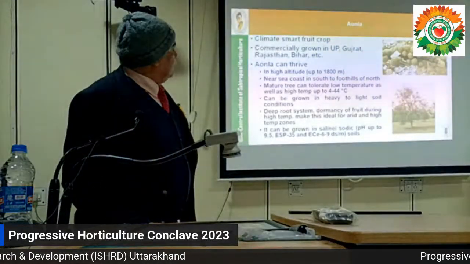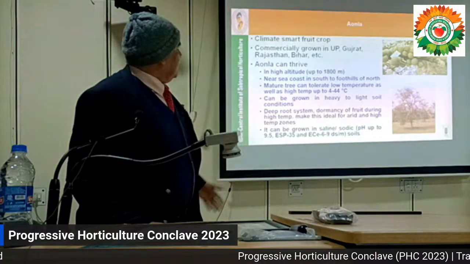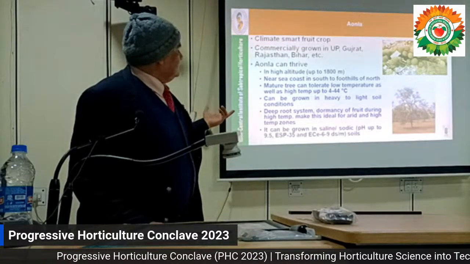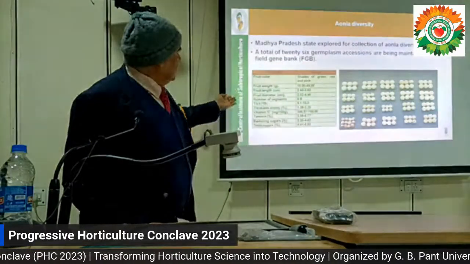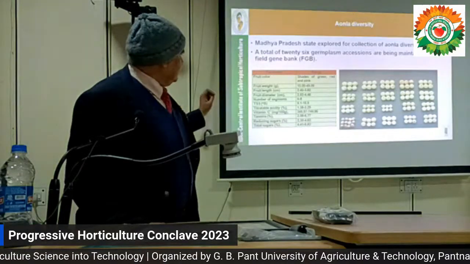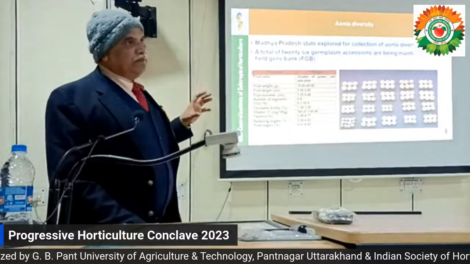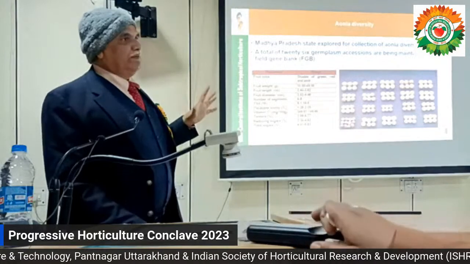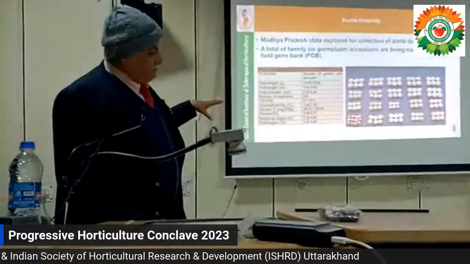Similarly, in amla also we have collected a lot of genetic variability from Madhya Pradesh, Gujarat, Rajasthan, and Bihar region, and we have evaluated it. You see the variation, and these are the character variabilities we have found, particularly the vitamin in amla. Generally, we are searching for a variety with high vitamin C as well as phenol content, as well as fruit weight. These are the three major parameters we are looking for.